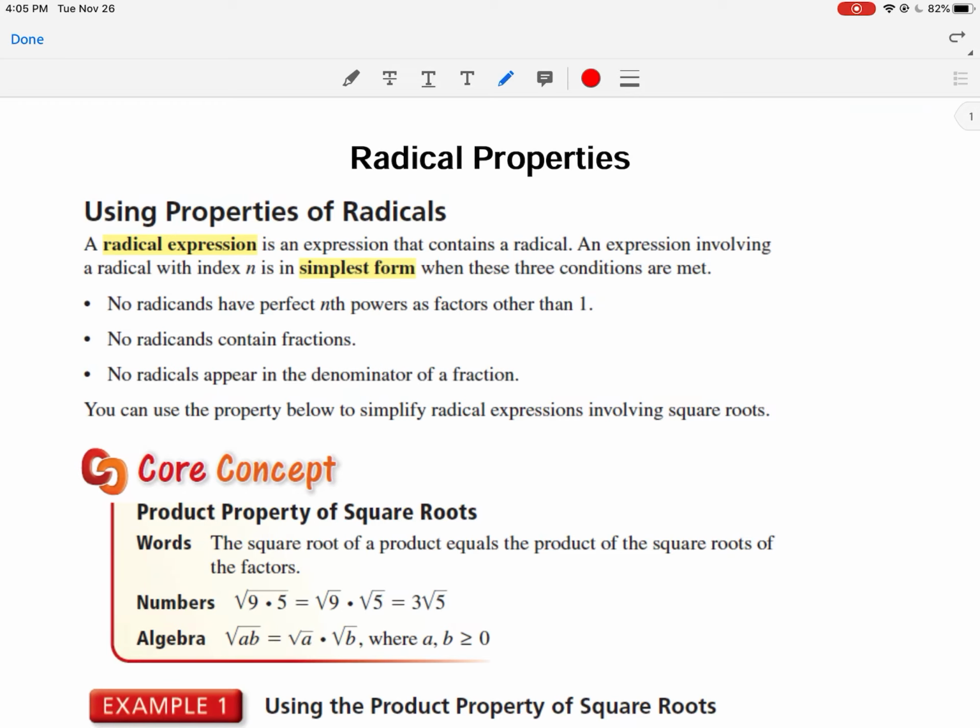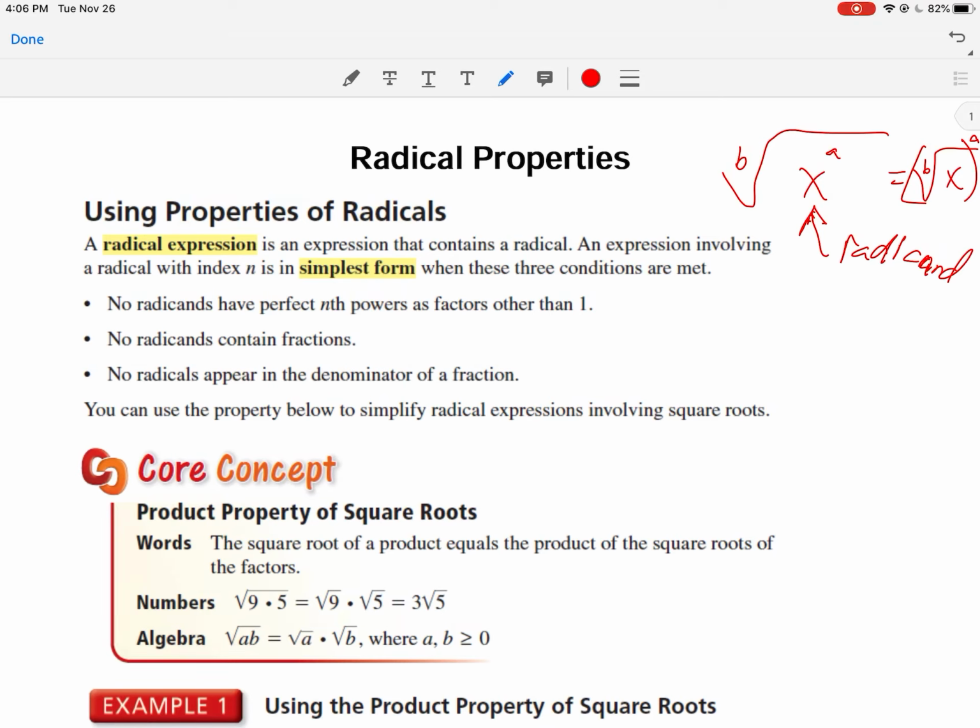like this. Actually, it might be even better if I use x as my variable, and this is b, and that is a, which is the same thing as x to the a and the root of b. Those mean the same thing. An expression involving a radical with index n, or in my case b, is in simplest form when these three conditions are met. No radicands, that's the thing underneath. This guy right here is the radicand.